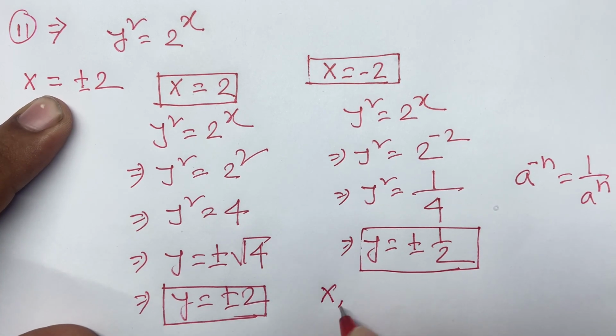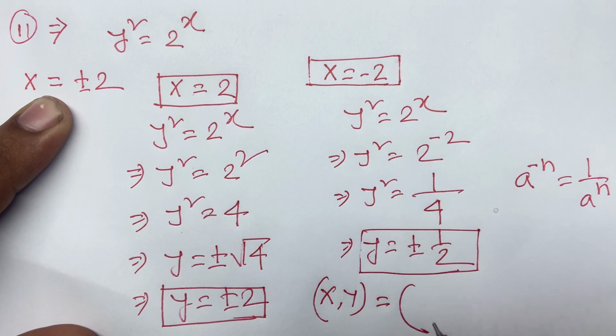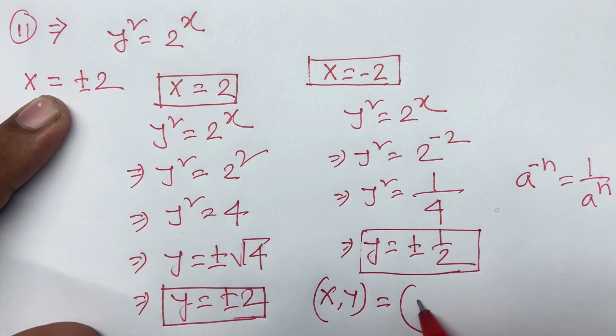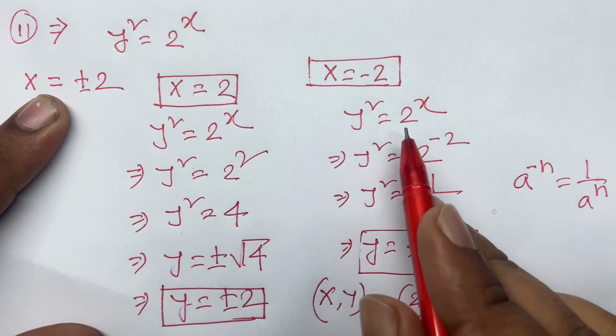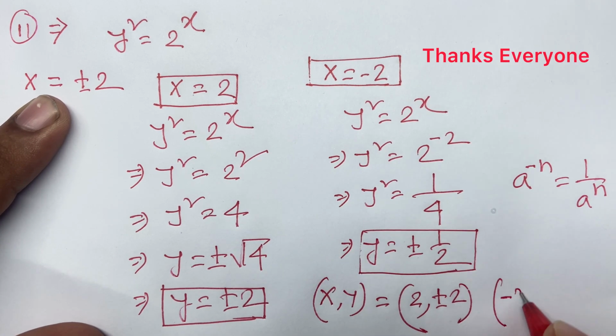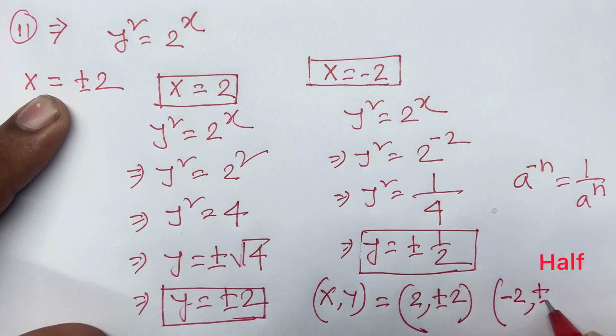Now I can say the answer is: when x equals 2, y equals plus minus 2, and when x equals minus 2, y equals plus minus half.